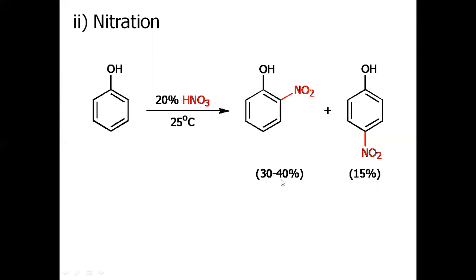Now see here, you have basically a high yield of ortho-nitrophenol, or 2-nitrophenol, which is basically 30 to 40%. It is because of the intramolecular hydrogen bonding between oxygen and hydrogen of this one. While here we do not have the intramolecular hydrogen bonding, in this case we have the low yield of this derivative.